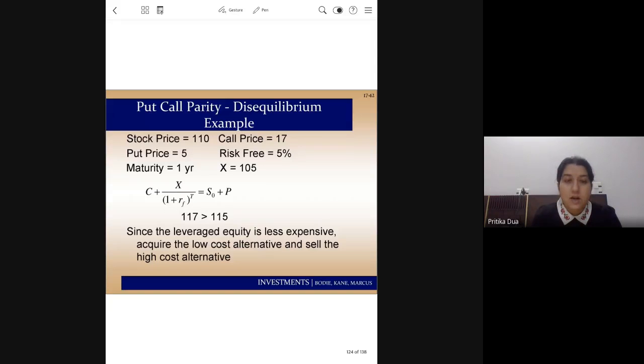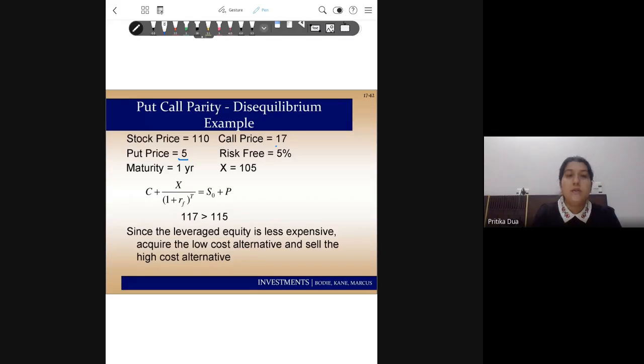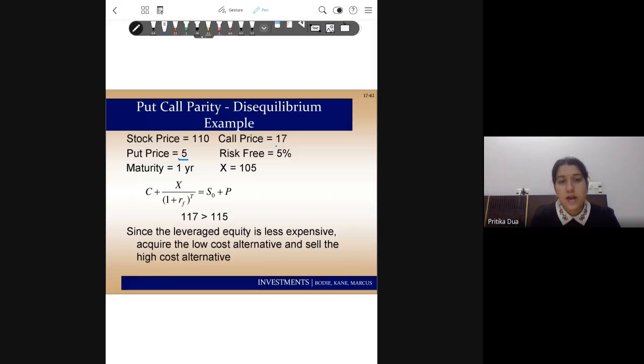So this is the market information which is given. The price of the put option is rupees 5, while the price of the call option is 17. This is the premium on put and call respectively. The current market price for the underlying share is 110. The risk-free rate is 5%, and the exercise price of the put and call option is 105.